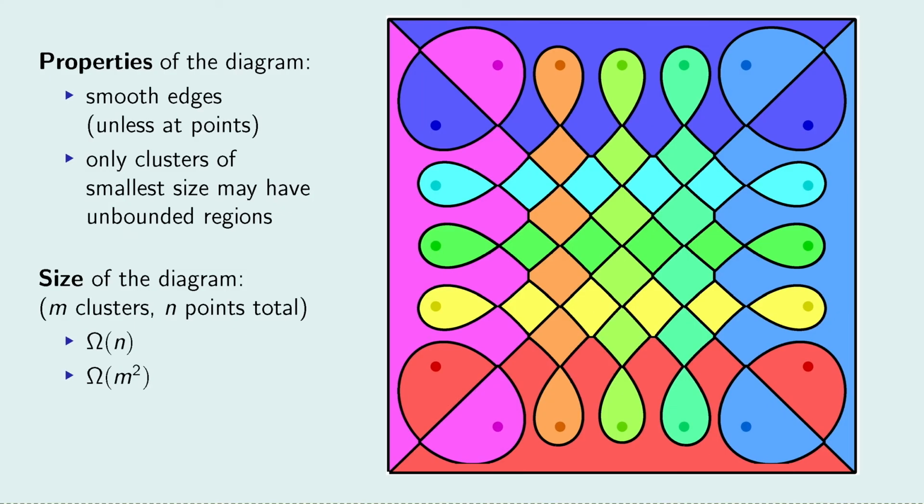An m squared lower bound can be derived by constructing n half many clusters of size 2 each. We arrange the clusters such that the line segment connecting each pair of cluster points forms a grid. In that case, the diagram induces theta of m squared many faces.